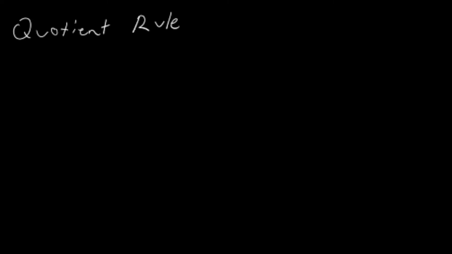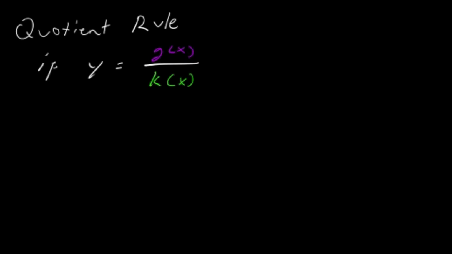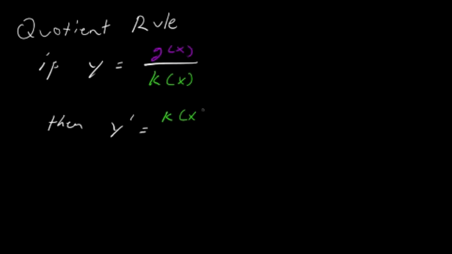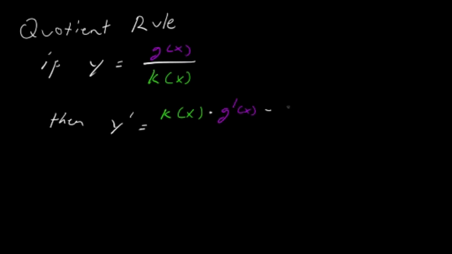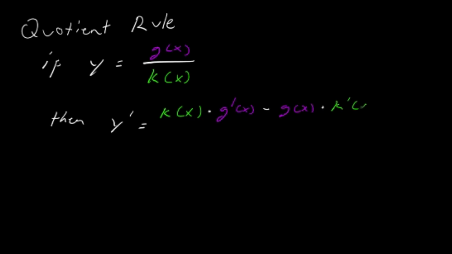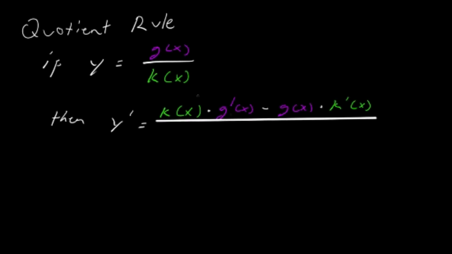Number 4 is the quotient rule. If f of x is equal to g of x over k of x, then f prime of x is equal to k of x times g prime of x minus g of x times k prime of x, all over k of x squared.